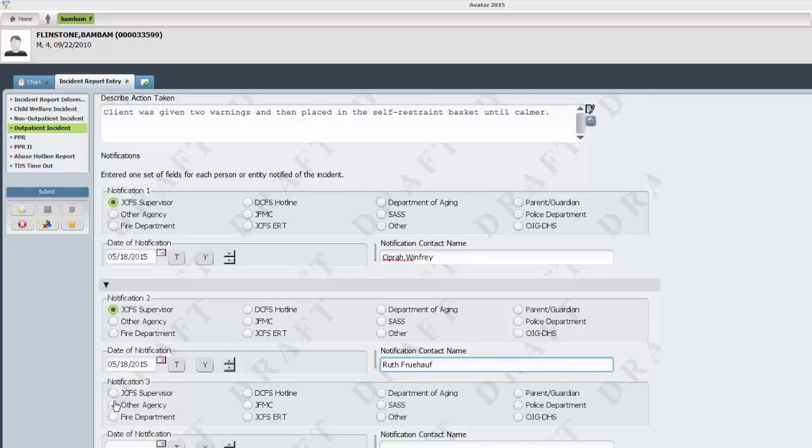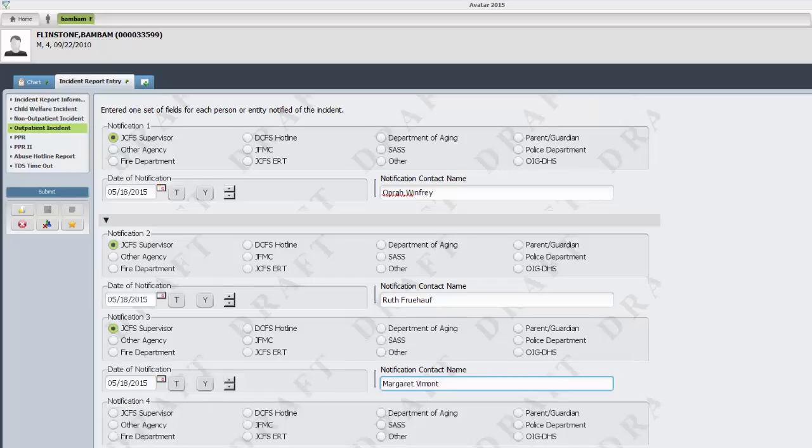And the last person in terms of JCFS who was notified was Margaret Vemont. And then the parent was notified, Wilma Flintstone.